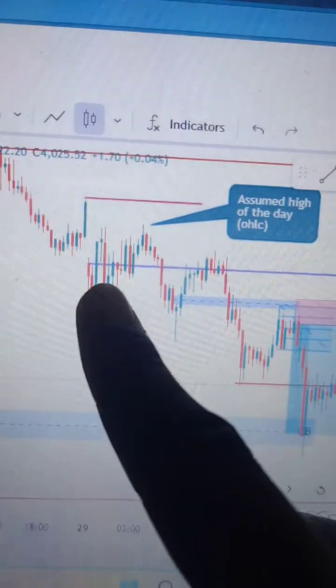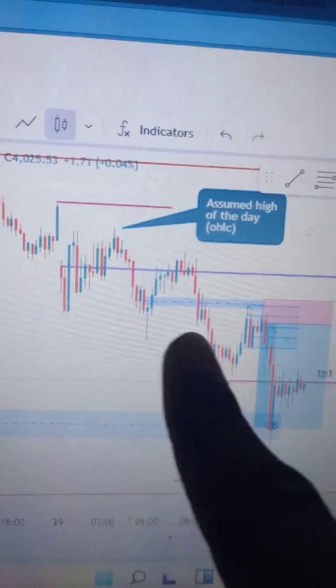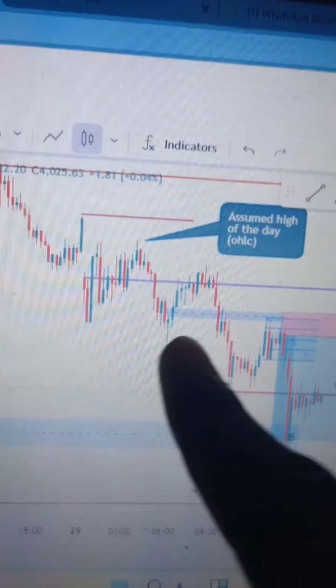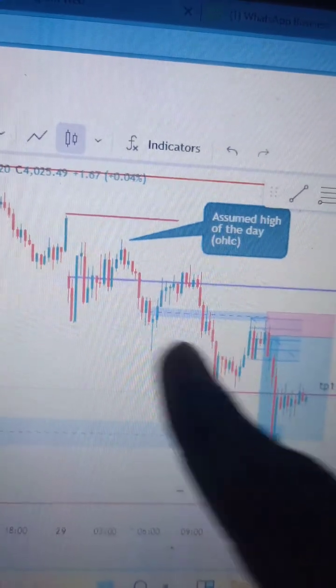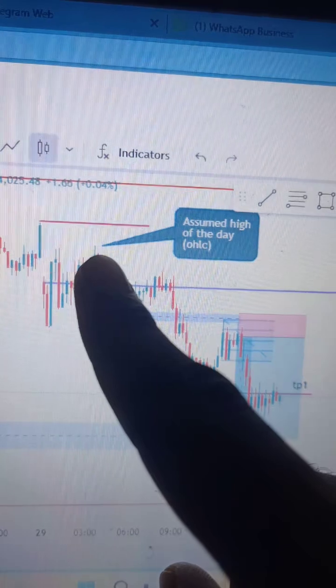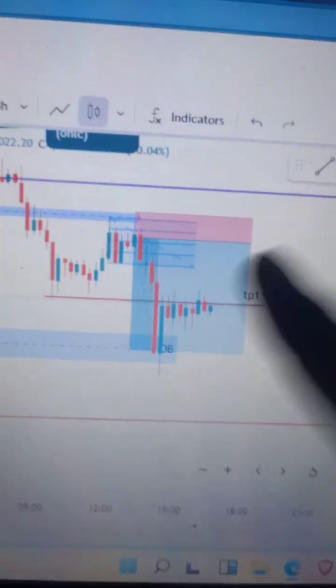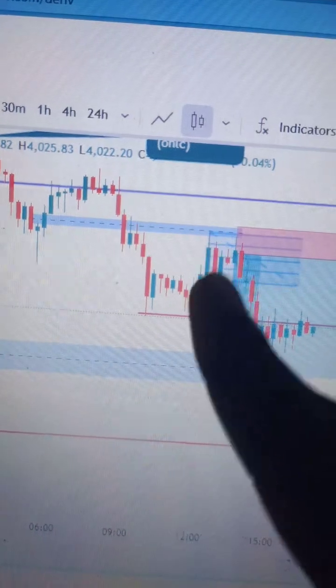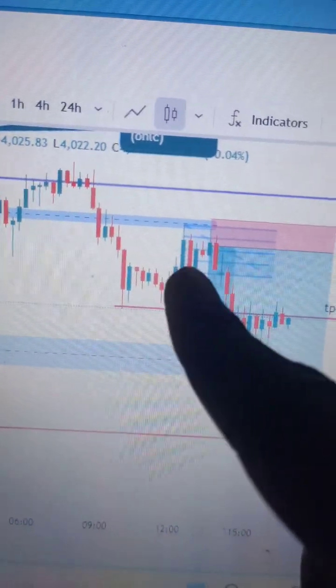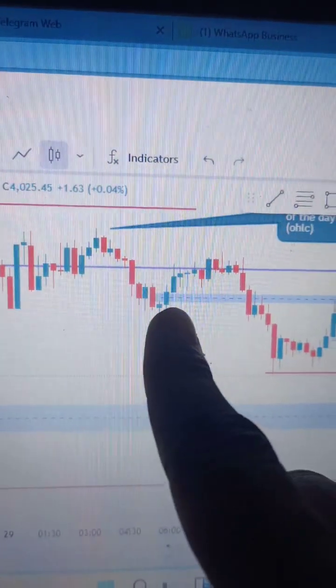So this was new day open, price closing below this level, this week right here, informed me that today was going to be a bearish day, and as a result this was assumed high of the day, following the principle of open high low close. And here is where we have a reaction from the engulfing reaction from this inverted fair value gap that you can see right here.